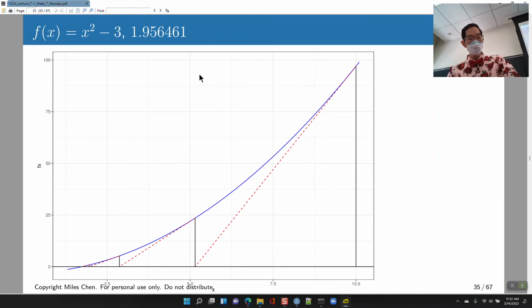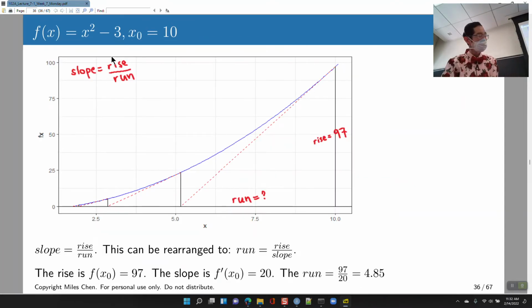Okay, so if I plug that in, it takes me to 1.95, and then I'm getting a lot closer to the solution, x squared equals 3, the square root of 3. All right, so let's talk about how we figure out what this next value is. Here, the next value I used was 5.15. How did I get that?